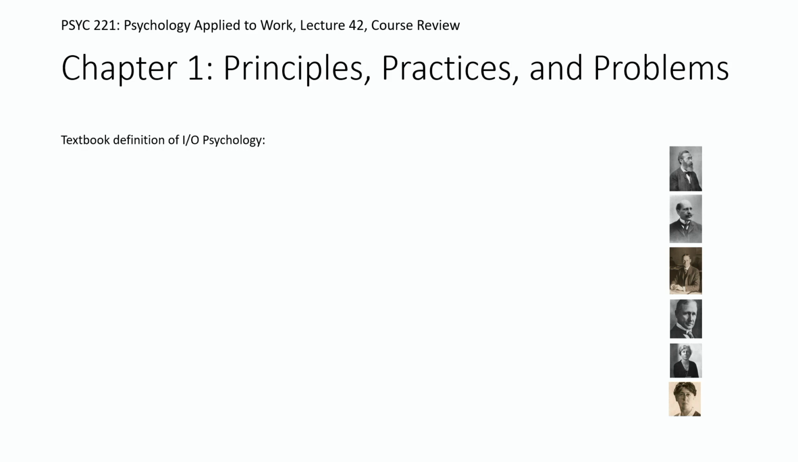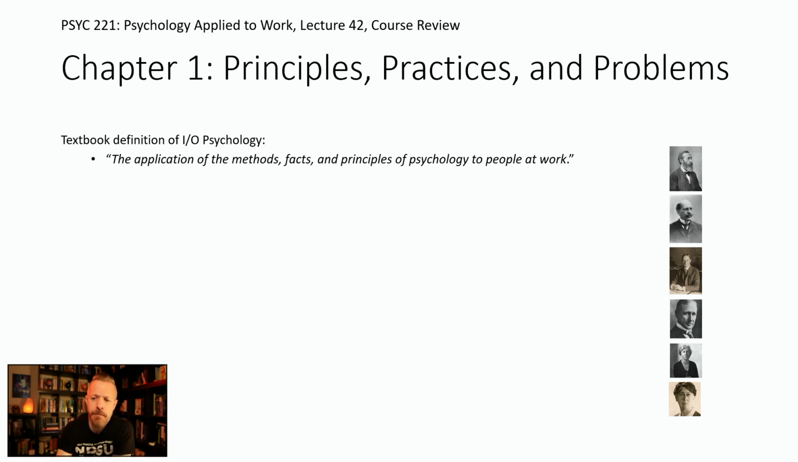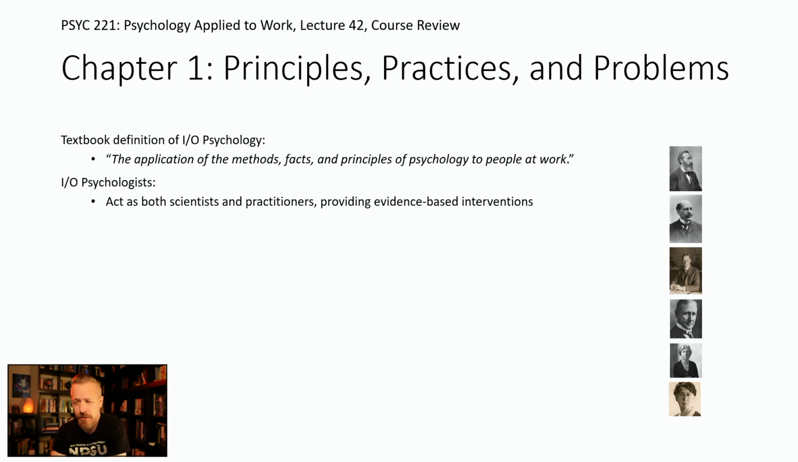So the textbook definition of psychology, maybe pause and ask yourself what that is. So the book says it's the application of the methods, facts, and principles of psychology to people at work. We talked about what do IO psychologists do, what is an IO psychologist, and it's really both a scientist and a practitioner. This is theory and empirical, but it's very much application centric. It's very much a triumph of experience over theory, in the sense that of all the domains of psychology, IO psychology is very much deep into the real world, in the workplace, providing evidence-based interventions that are actually used quite a bit in organizations around the world.